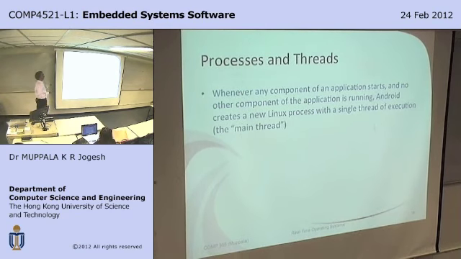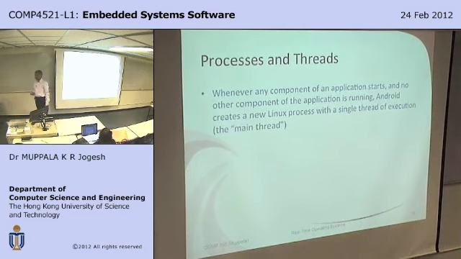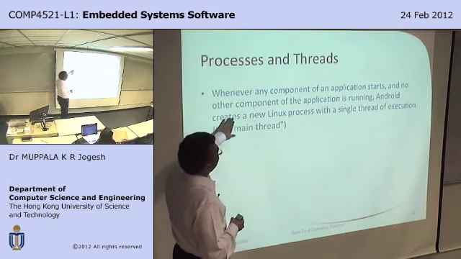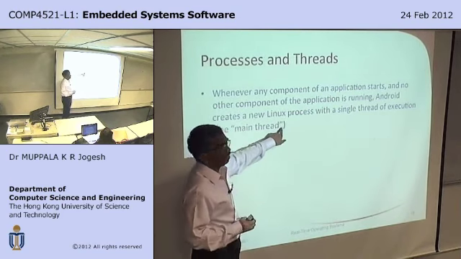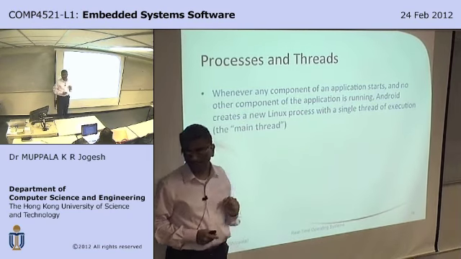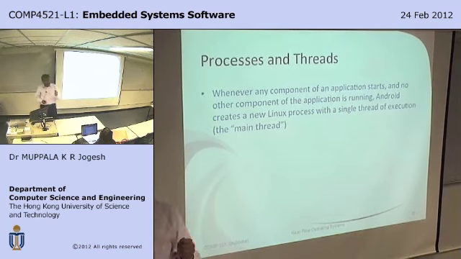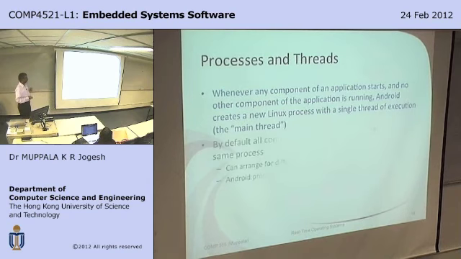In Android, whenever any component of an application starts, then a process will get created if the process doesn't already exist and no other component is running. Android creates a new Linux process with a single thread of execution, what we call a main thread. Remember this main thread because we're going to keep coming back to it over and over again. There are certain properties of the main thread that we need to remind ourselves of when you write programs.